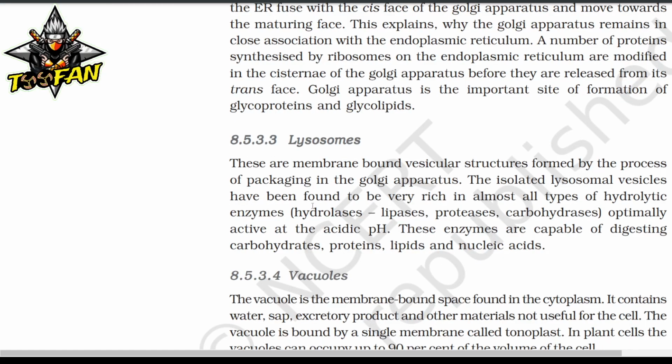Now, lysosomes. These are membrane-bound vesicular structures formed by the process of packaging in the Golgi apparatus. The isolated lysosomal vesicles have been found to be very rich in almost all types of hydrolytic enzymes: hydrolases, lipases, proteases, carbohydrases. Optimally active at acidic pH, these enzymes are capable of digesting carbohydrates, proteins, lipids, and nucleic acids. Vacuoles.